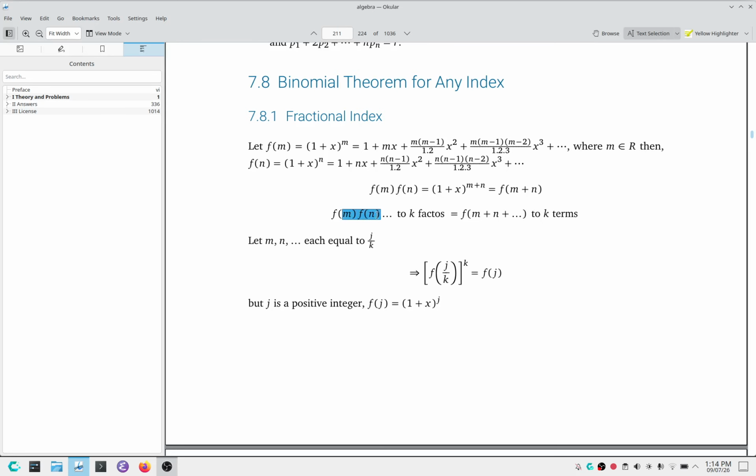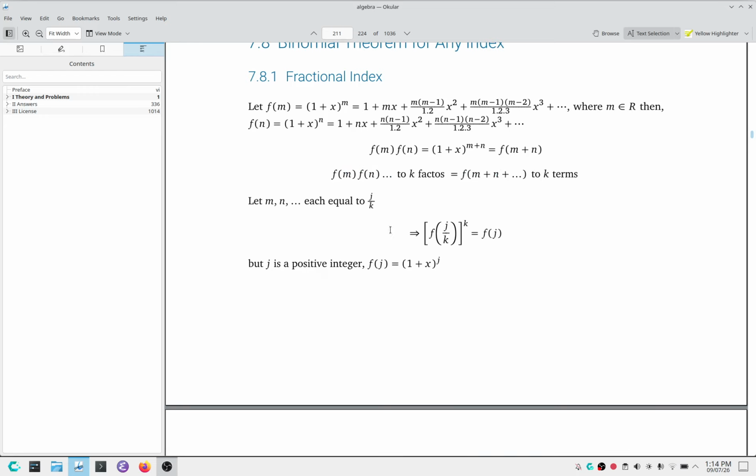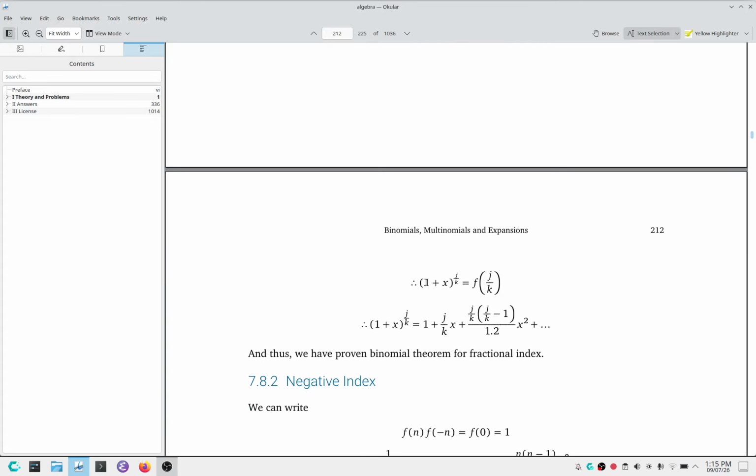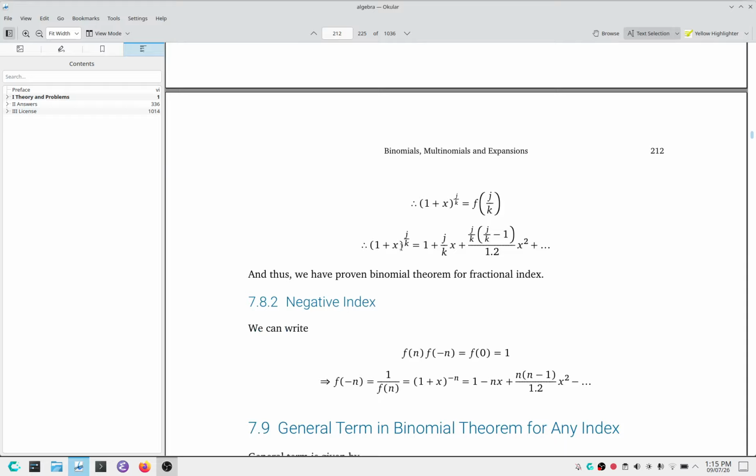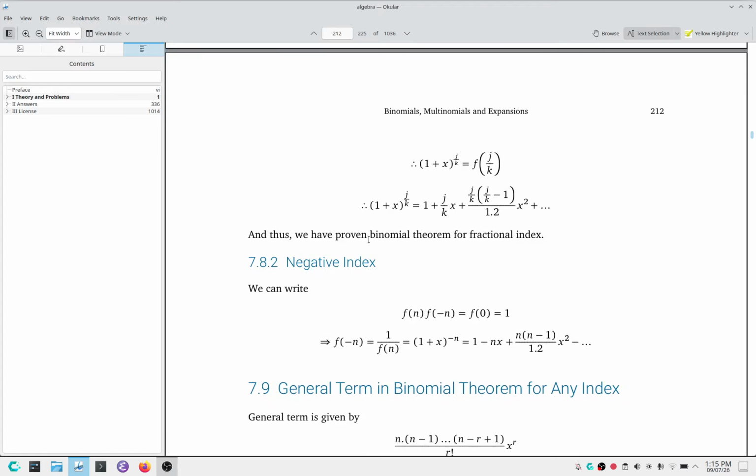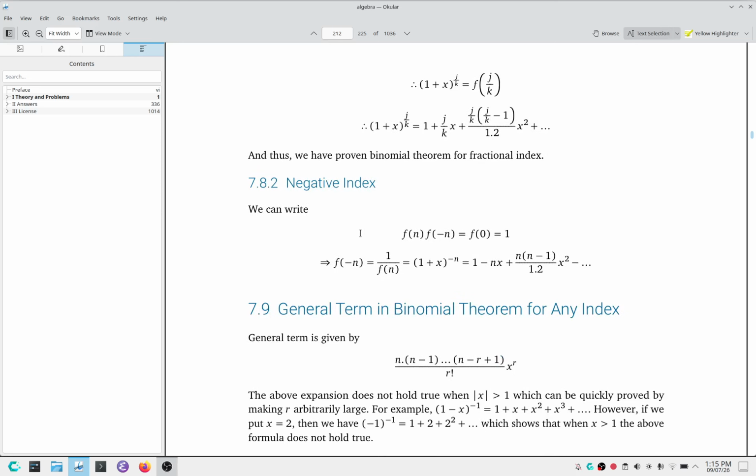Okay, so here it will become f of j upon k to the power k, and here it will become f of j because we have m plus n all the way to the end. But j is a positive integer, so f of j is equal to 1 plus x to the power j. So 1 plus x to the power j upon k is equal to f of j upon k. So 1 plus x to the power j upon k is equal to 1 plus j upon k x plus j upon k times j upon k minus 1 divided by 1 times 2 x square and so on. And that is the binomial theorem for fractional index.